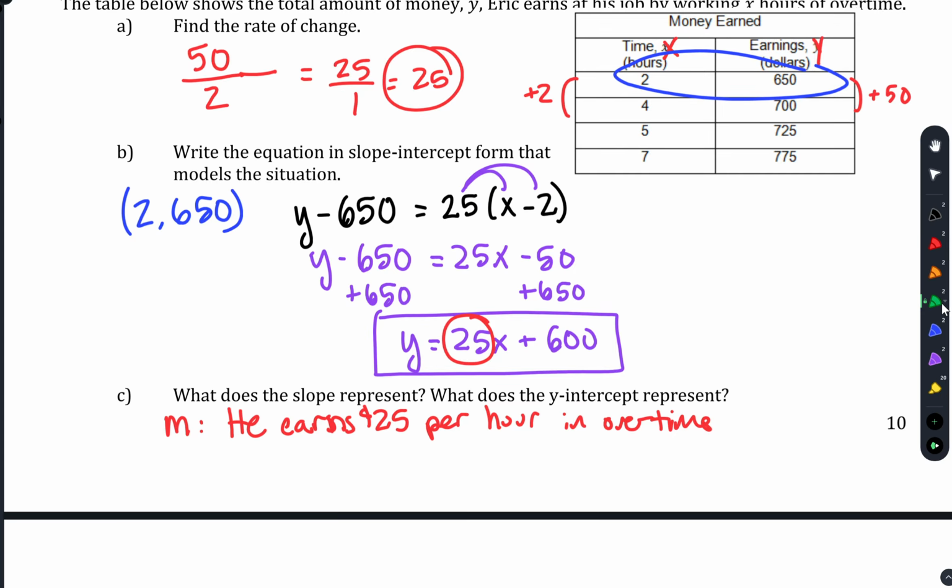Okay, 3. What does the slope represent? Autumn. He earns $25 an hour. Earns $25 per hour in overtime. And then part 2, what does the y-intercept represent? How much money he already earned working that day before the overtime.